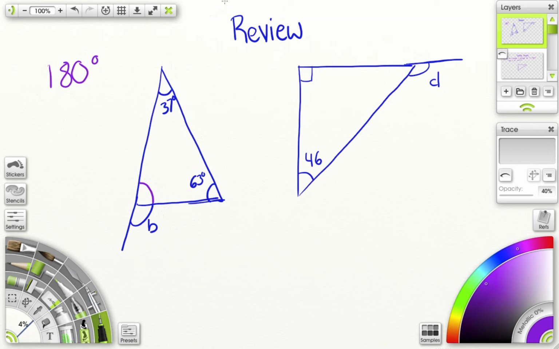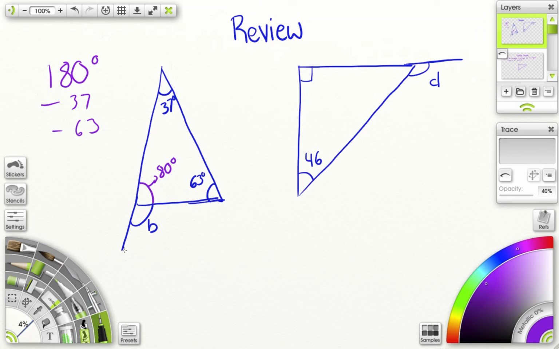I take 180 minus 37 minus 63. So 180 minus 37 minus 63 gives me 80 degrees. So this angle right here is 80 degrees. However, I need to find whatever B is. I need to find that B angle. How can I find that B angle?